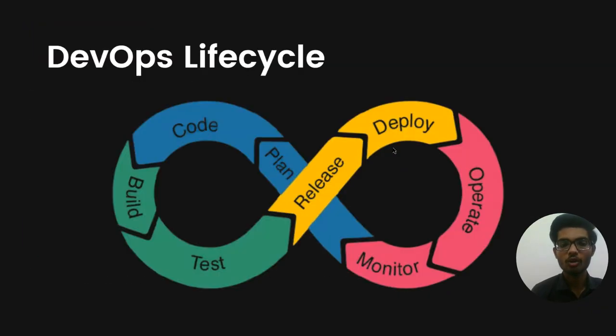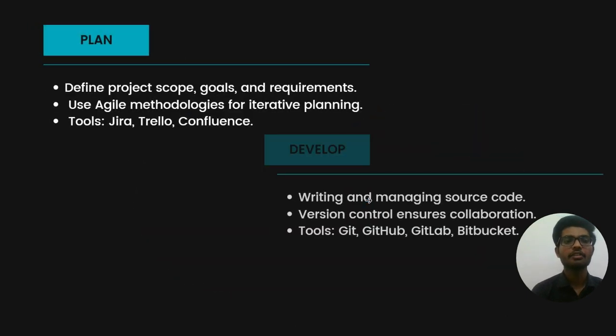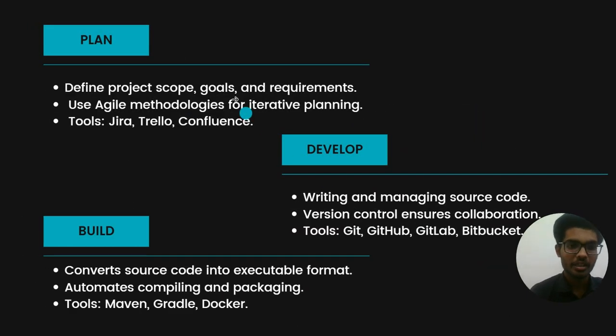So now I will be explaining these steps in the infinity loop, and how they contribute to the DevOps life cycle. This is the DevOps life cycle and it is an infinite process. Starting with the very first, which is planning. In this phase, we completely define the project scope, our goals, and our exact requirements, and how our software will look at the end of our development.